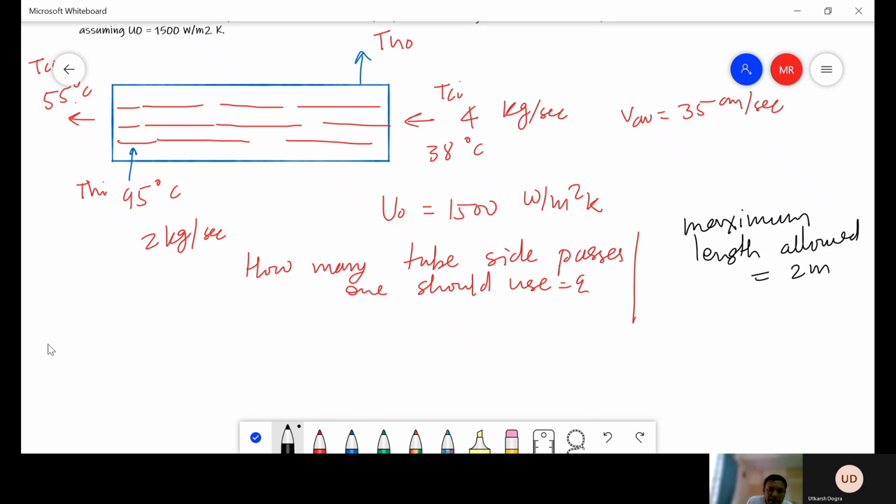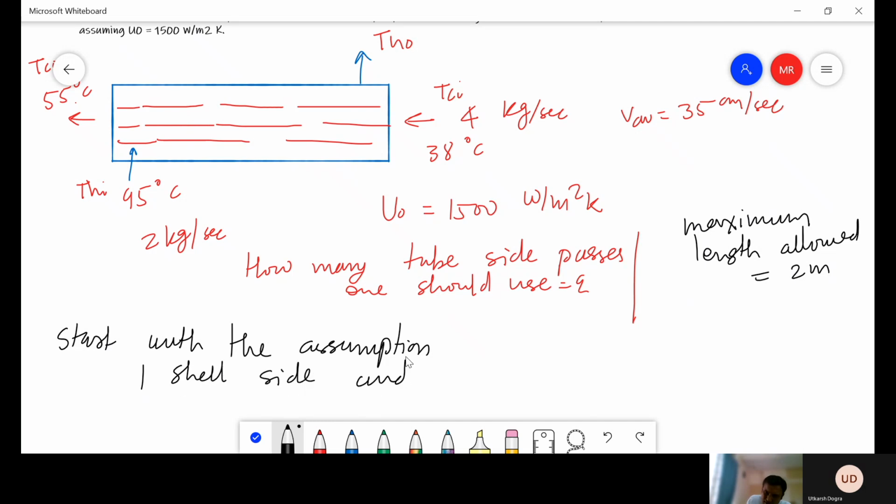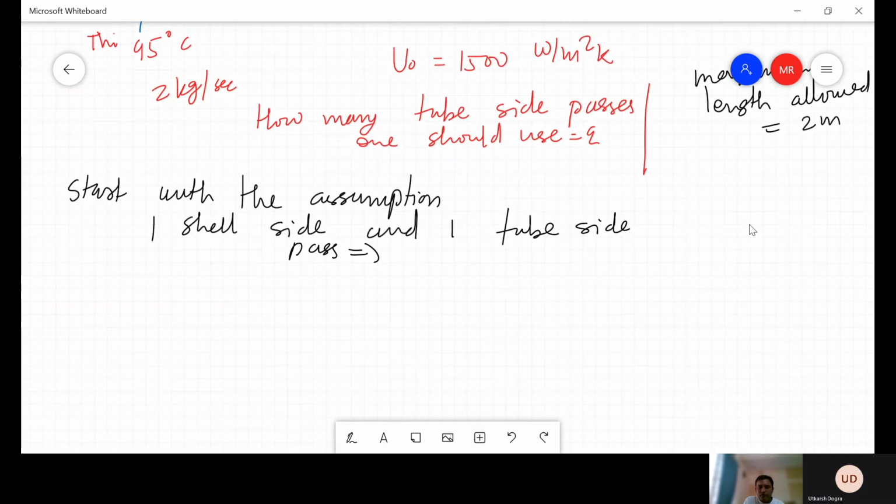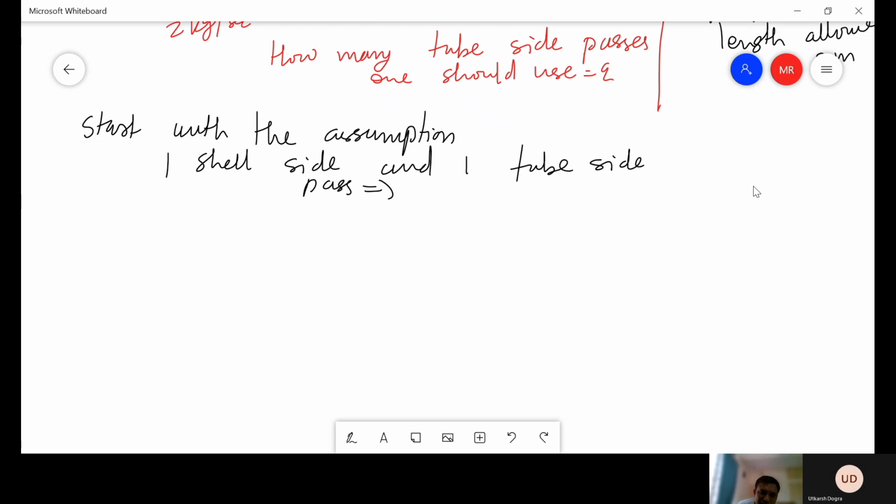But we can start the calculation with the assumption of one shell side pass and one tube side pass. Now with this assumption, let us start solving this problem. Is it clear, Utkarsh, what we are saying? Yes, sir. So we have just assumed that there is one shell side pass and one tube side pass.